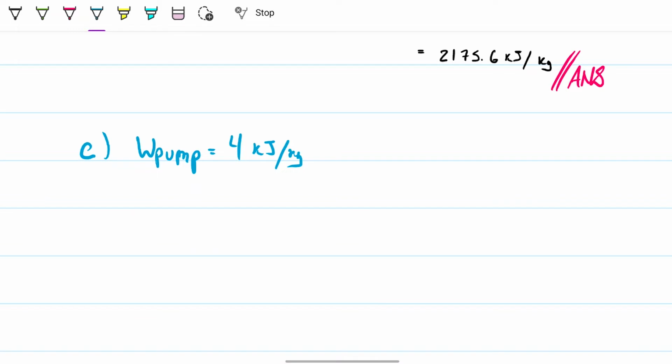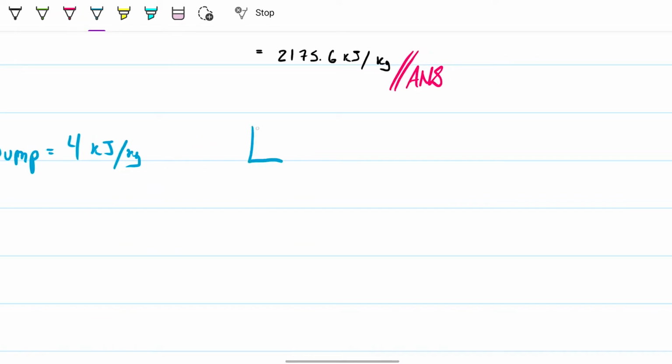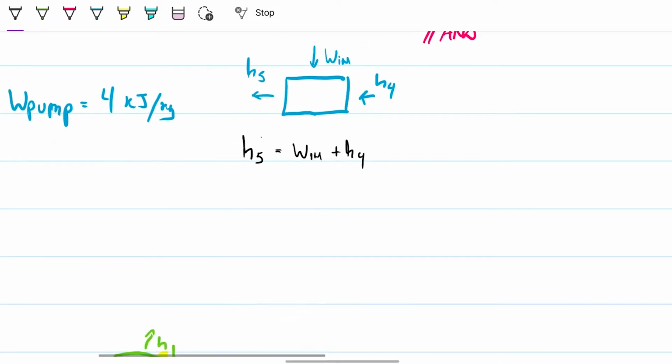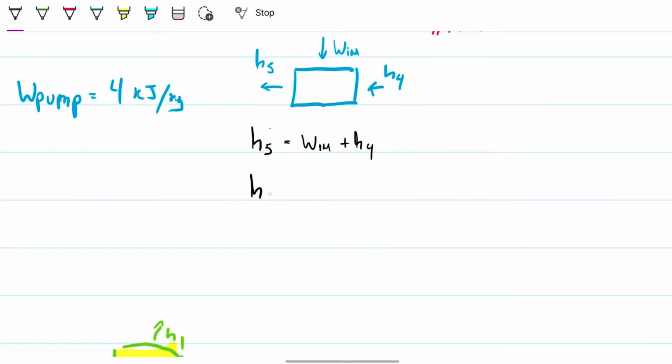And then for my pump, what do we have? I have state 4 going in, so enthalpy 4 going in. I have work in that I need to put so that we can get the pump to work. And then enthalpy 5 coming out. So the energy balance there is that enthalpy 5 will be a combination of the work I'm putting in and the enthalpy of state 4 that's going into my system.